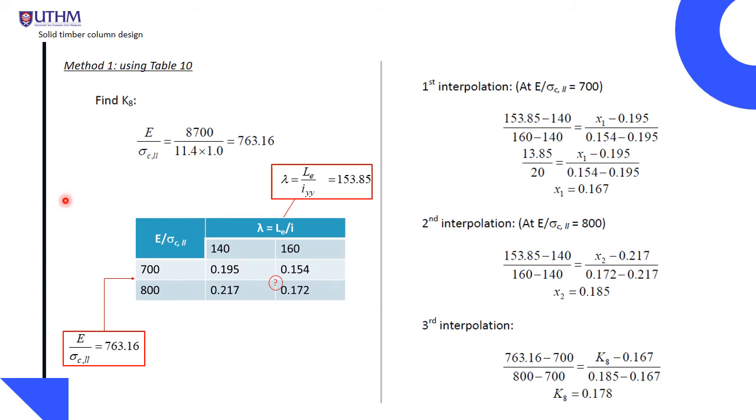There are two ways to get K8. I'll show you both methods. The first one uses Table 10. Using the ratio of elastic modulus to grade compressive stress, we get 763.16, so the value is between 700 and 800. For a lambda value of 153.85, it is in the range of 140 to 160. By conducting interpolation, we get K8 is 0.178.